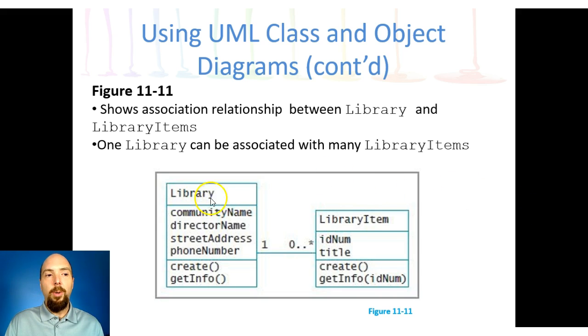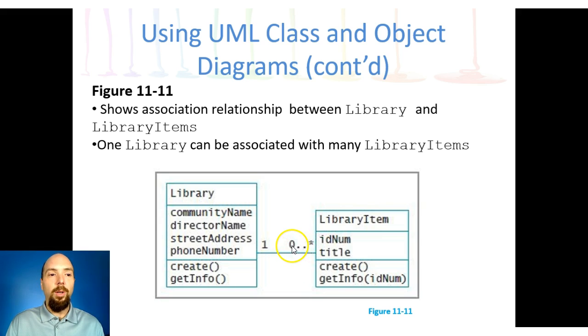In this case, we have a library, and the library has a community name, director name, street address, phone number, and methods for creating and getting info. The library also has library items, and it's possible for this one library to have anywhere from no items to an infinite number of items. We call this many. So this is what's called a one-to-many relationship. For each one library, it's possible for them to have no items. It's possible for them to have many items. So we denote this by 0, dot, dot, and then asterisk.